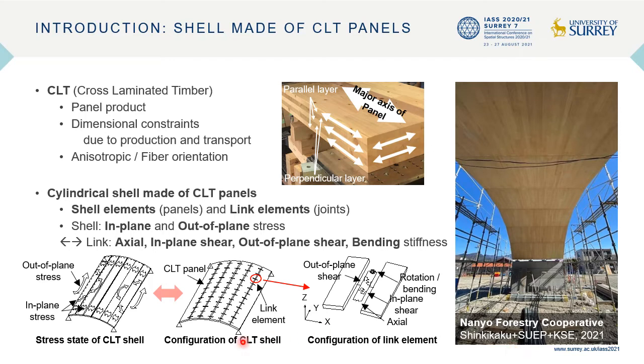As a panel component, CLT needs to be appropriately connected to construct shell structures, and such a shell has in-plane and out-of-plane stresses. Therefore, the joint, called a link element, should have stiffness in axial, in-plane shear, out-of-plane shear, and bending.